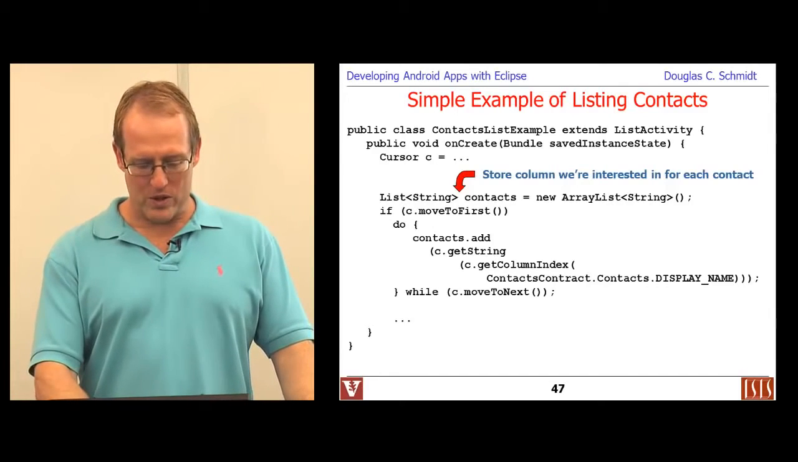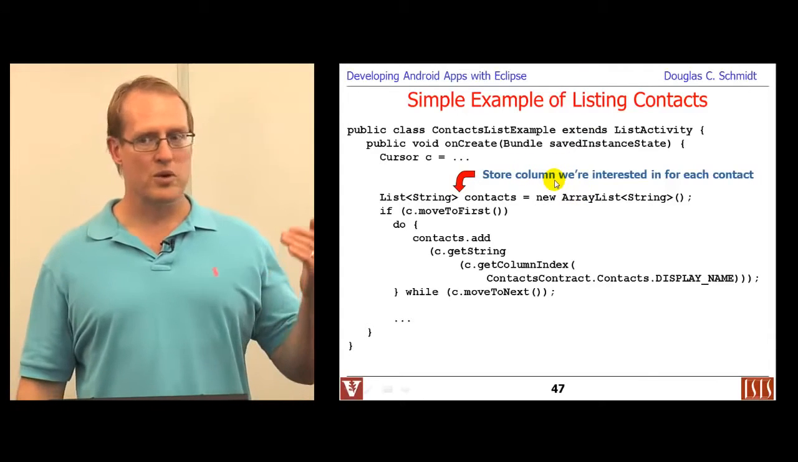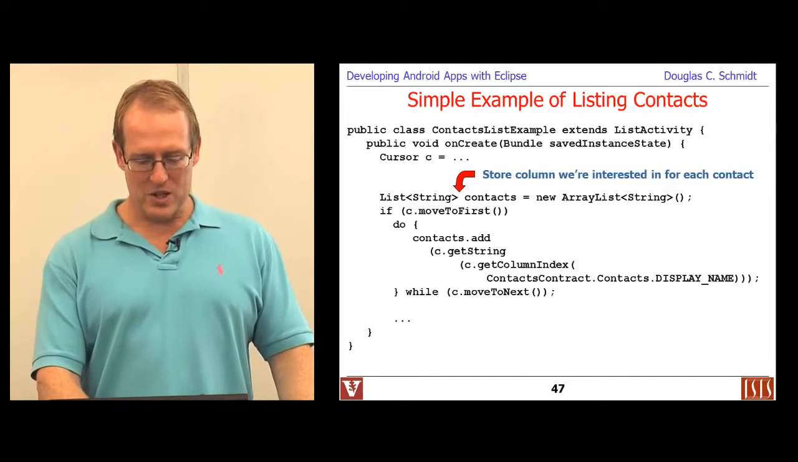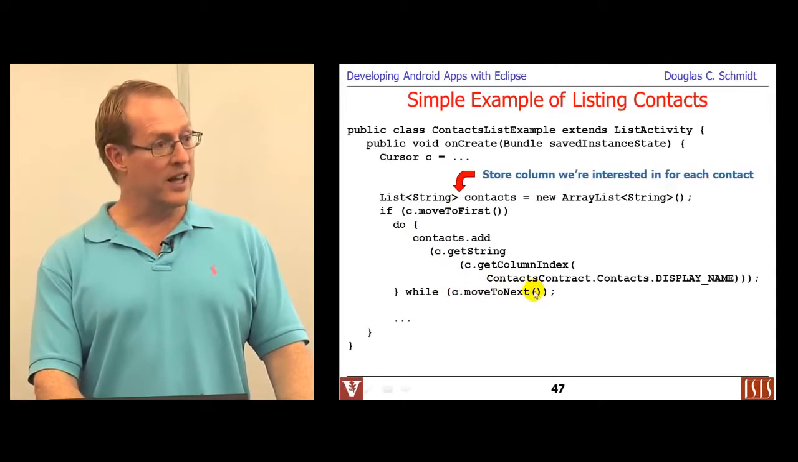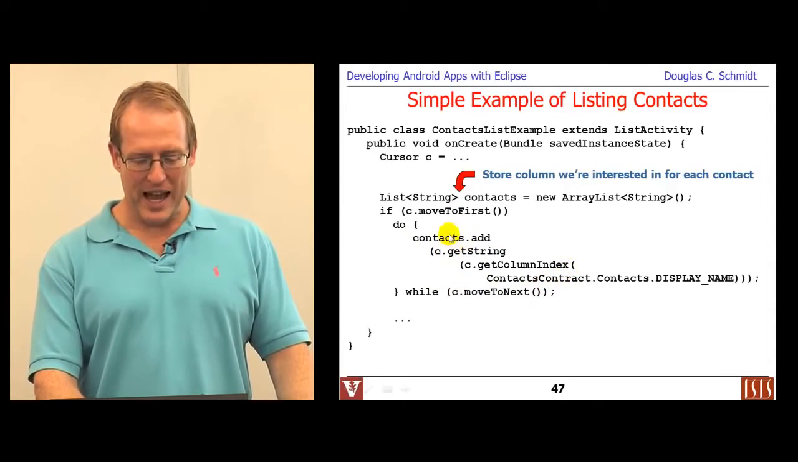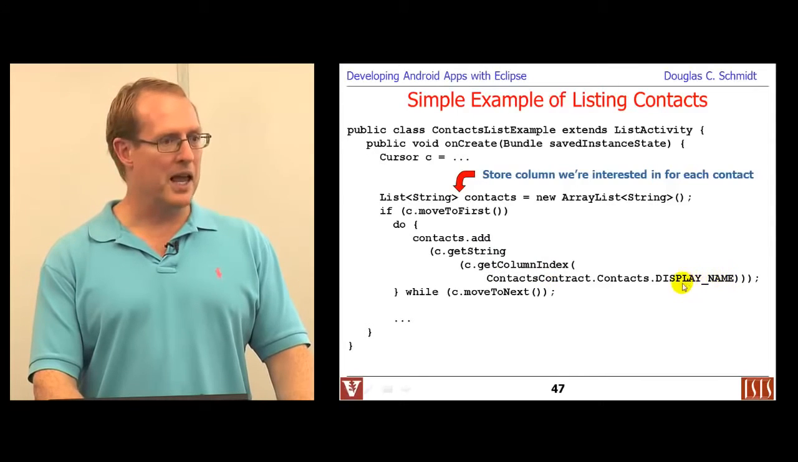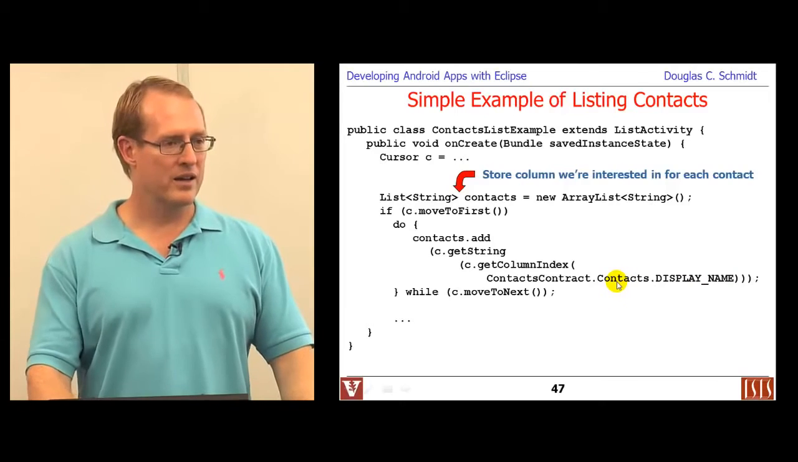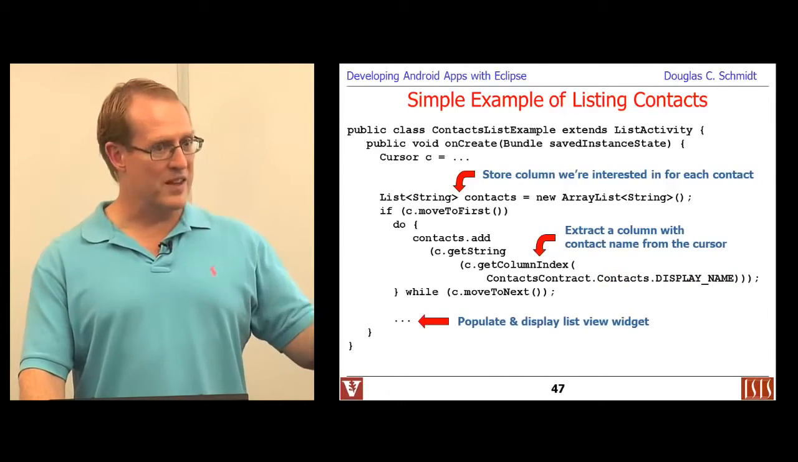So you can see here that what we do is we go ahead and make a list of strings, which is an array list, and we're going to use these to store the columns that we're interested in, the things that we care about in the data that came back to us. And so what we do here is we go to the very beginning of our cursor, and we loop while there's anything left in the cursor, and we add to this list of strings the string that corresponds to the display name column. So we basically go through and say, give me the display name result, and we stick that into this list of strings. And then the last thing we're going to do is display this thing.